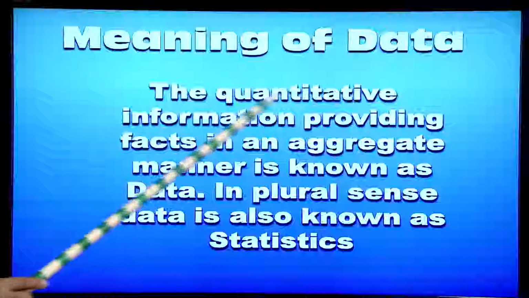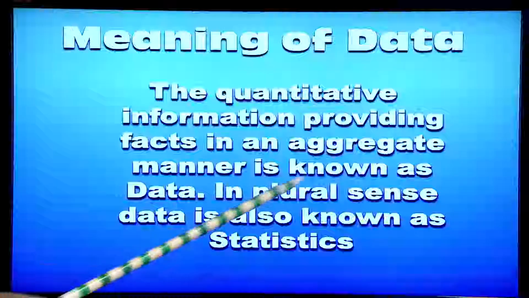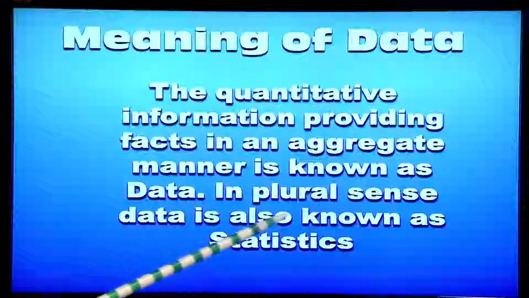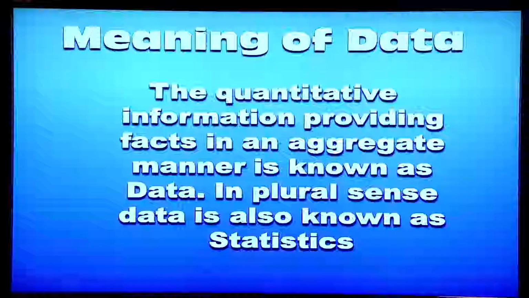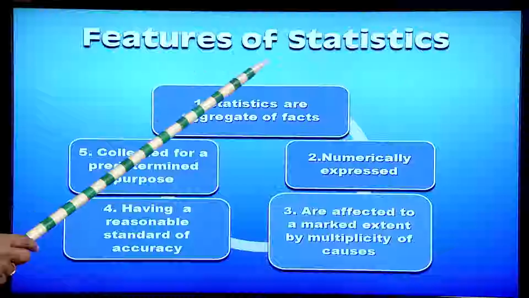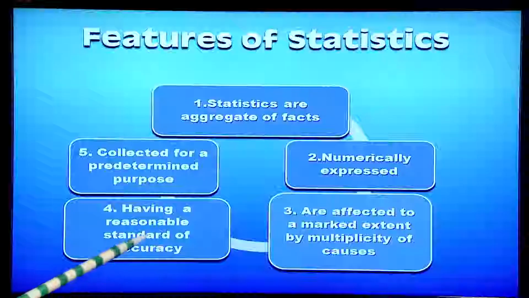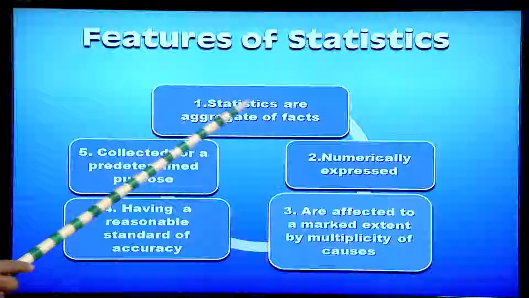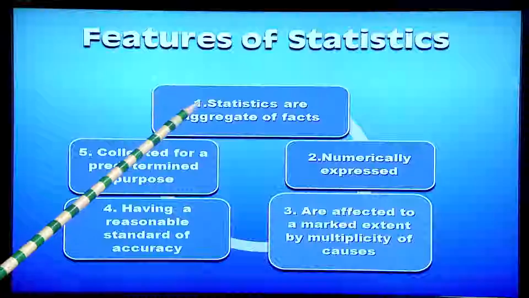The quantitative information providing facts in an aggregate manner is known as data. In plural sense, data is also known as statistics. So, statistics is a subject in all. Statistics has certain features and the data collected in it have to undergo these qualities. What are these? Statistics are aggregate of facts, first and foremost.